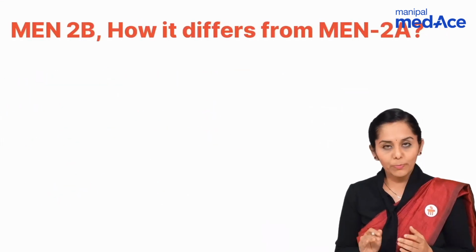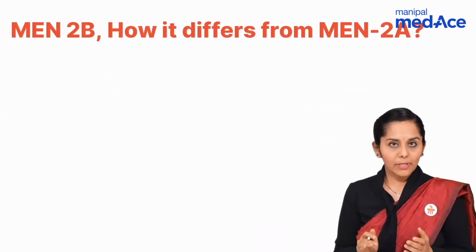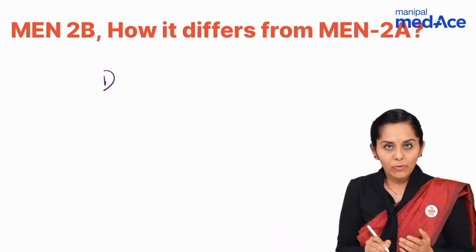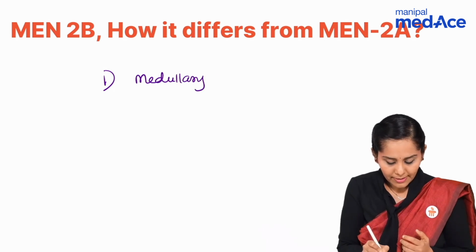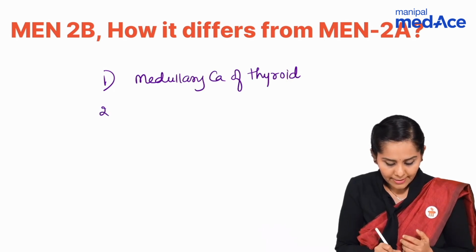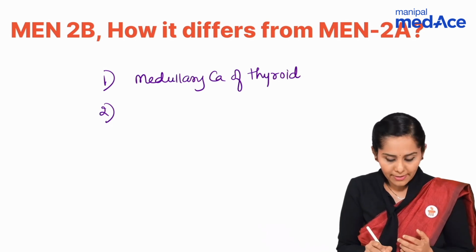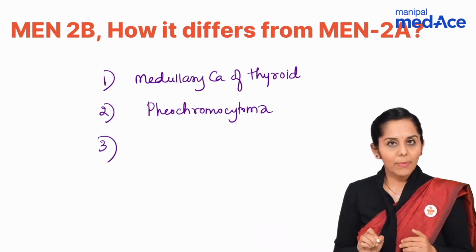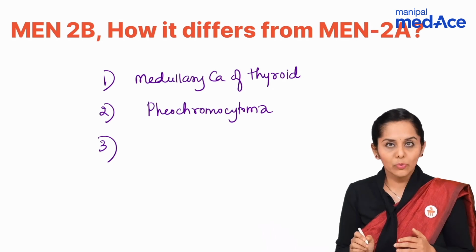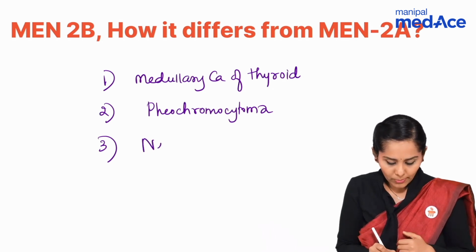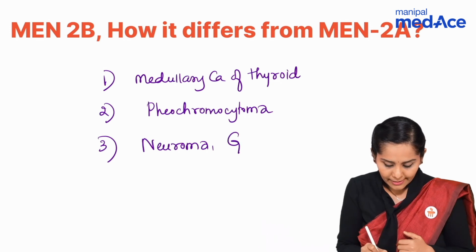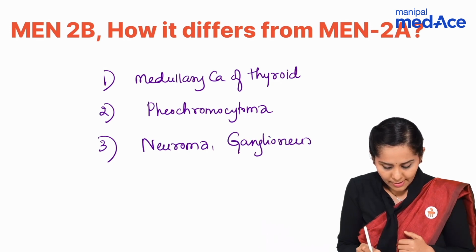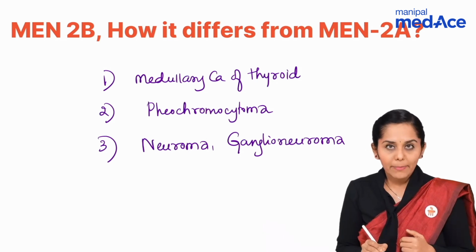Now, how MEN2B differs from MEN2A? Because the components almost remain the same. What all will be there? One is the medullary carcinoma of thyroid will be present. And second, pheochromocytomas will also be present. And thirdly, instead of parathyroid hyperplasia, you have the involvement of the other organs, that is skin and mucous membrane, in the form of neuroma and ganglioneuroma, and also the marfanoid habitus.